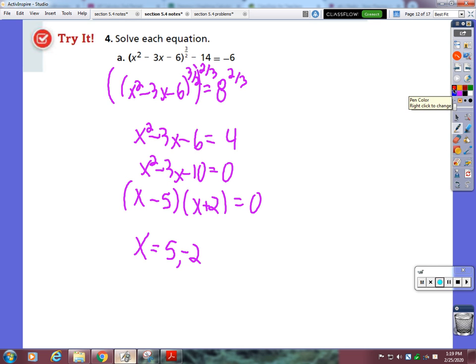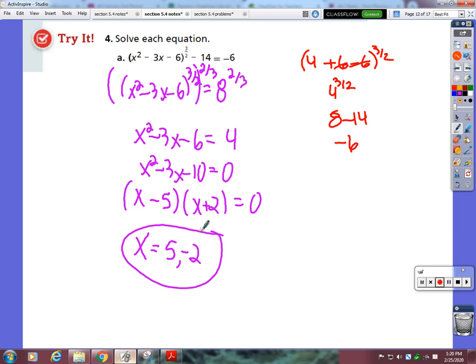4. Negative 2 times negative 3 is positive 6 minus 6 to the 3 halves. So that's 4 to the 3 halves, which is 8. And 8 minus 4 is negative 6. So I feel like negative 2 works. Okay. Does 5 work? Yeah. 25 minus 15 minus 6 is 4. Same thing. Yep. So in this case, strange but true, they both work.